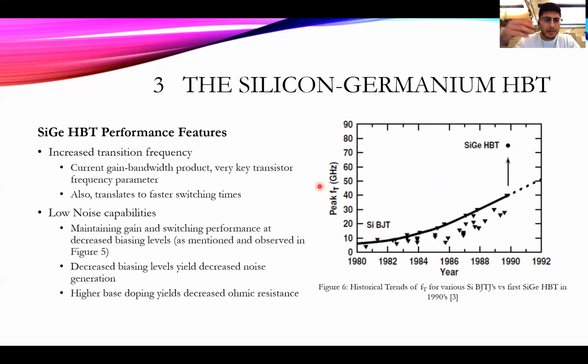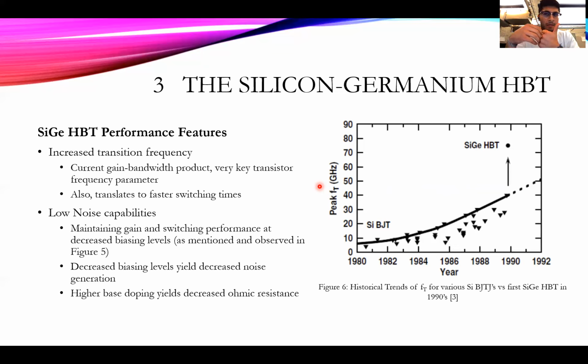Also, I wanted to mention the low noise capabilities. So while maintaining that gain and switching performance with the decreased biasing levels, like I mentioned earlier, because we don't need as much biasing current to achieve the same collector current, or even higher collector current, due to that conduction band decrease and the band offsetting, that actually allows for a decrease in noise generation.